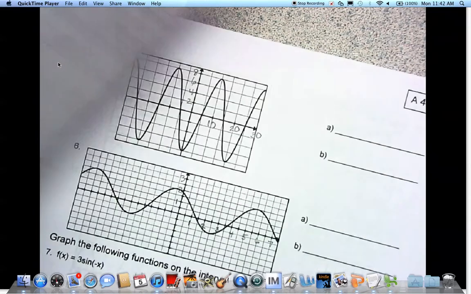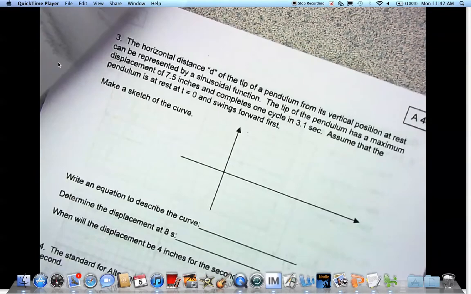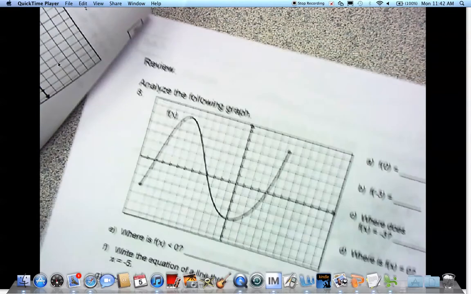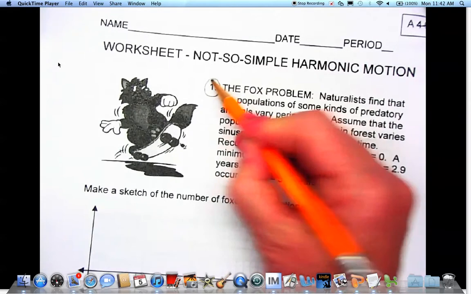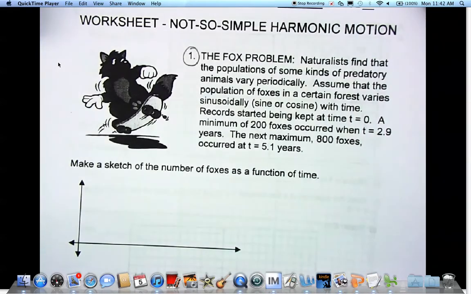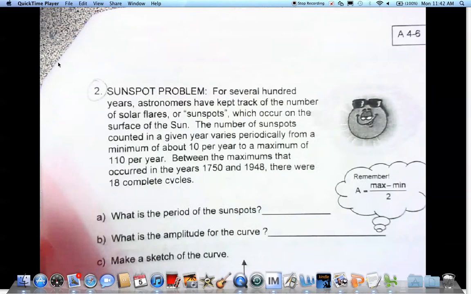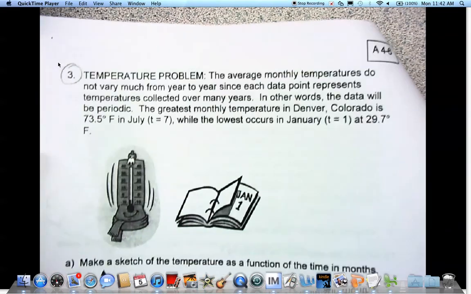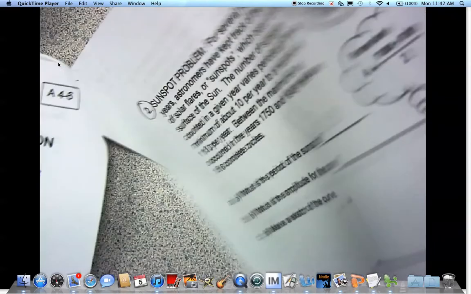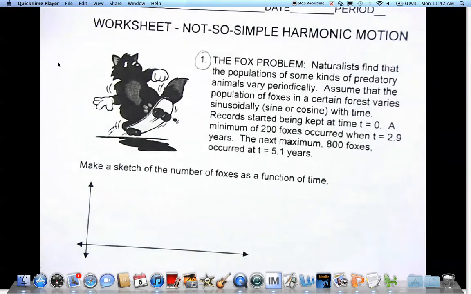Okay, we're doing the first 3. Listen, we're doing the Fox problem, the sunspot problem, and the temperature problem. That's it. The Fox problem is about population.